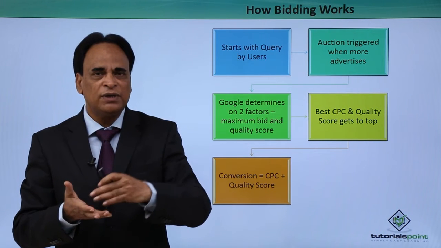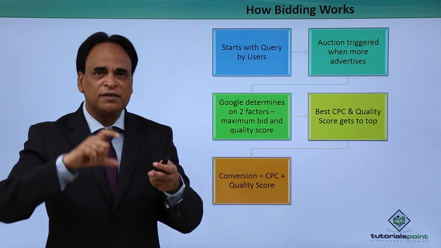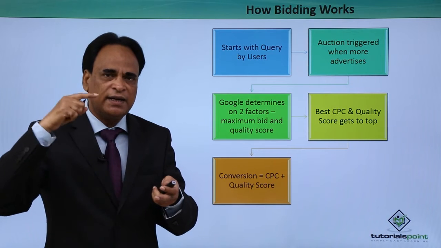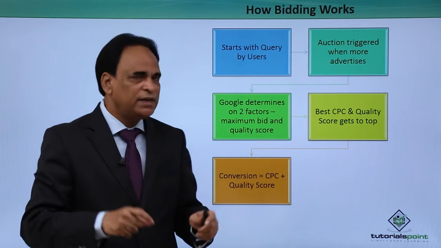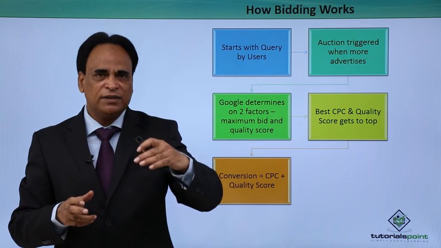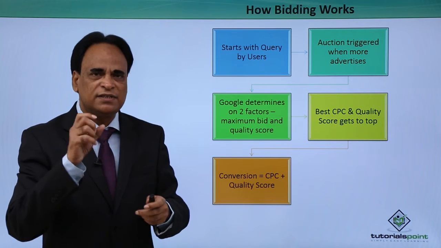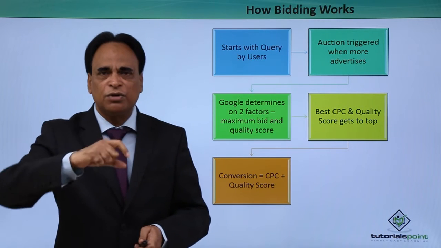This is based on the CPC, cost per click, and the quality score. These are the factors that determine which ad will go on the top, the second ad and the third ad. Google determines this on two factors: the maximum bid and the quality score. If the maximum bid is more or less the same, then the quality score is taken into consideration. Best CPC and quality score goes to the top.